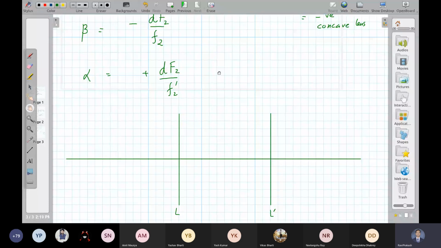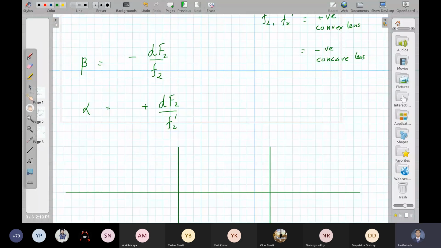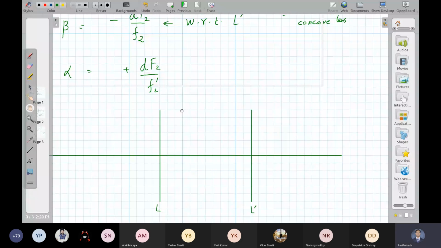The theory says H2 is at this distance. पर ये कहाँ से measure करना है? This is with respect to second lens. Okay. Put all the numbers. मान लीजिए कैपिटल F2 पॉजिटिव है. Let us assume small f2 is also positive. It means beta is negative. Negative means H2 is somewhere on the left side of L prime. If beta comes out to be positive, then it is on the right side of L prime.